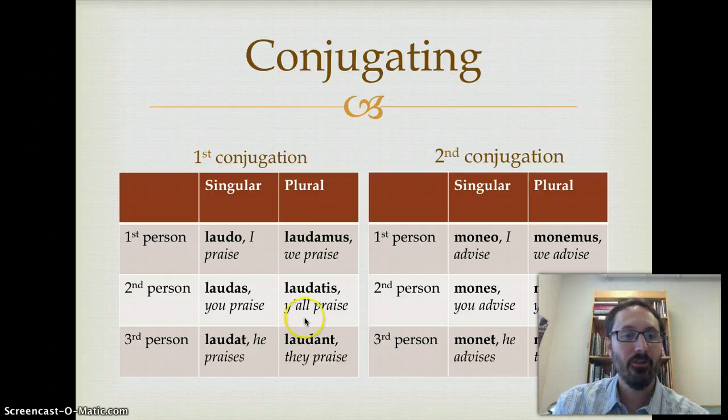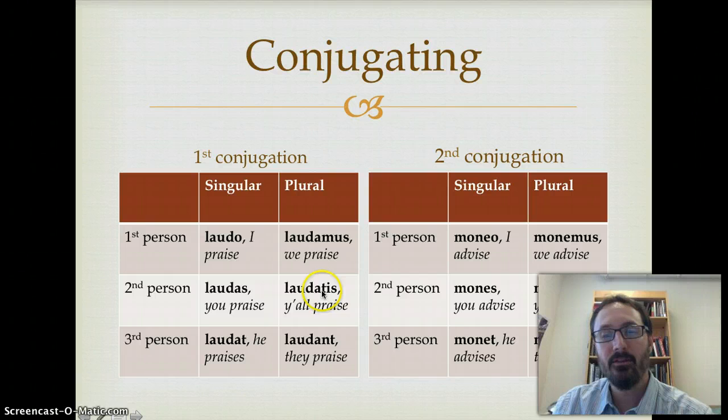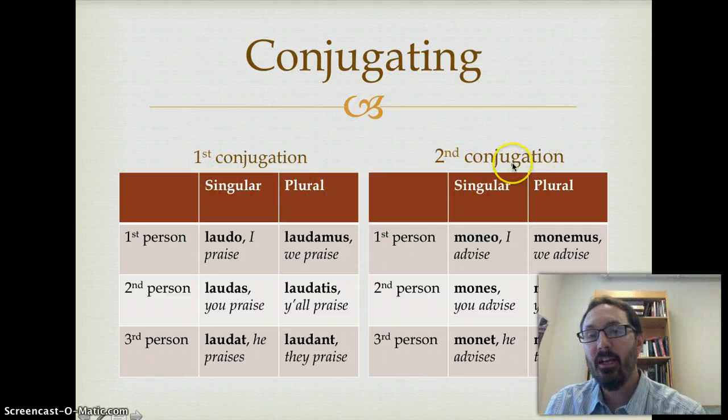So, when we conjugate a first conjugation verb like laudo, we see it is laudo, laudas, where we're just taking that S ending and tacking it onto the end of the verb stem. Laudat, laudamus, laudatis, laudant. And they just mean I praise, you praise, he praises, we praise, y'all praise, they praise, in accordance with our person and number.